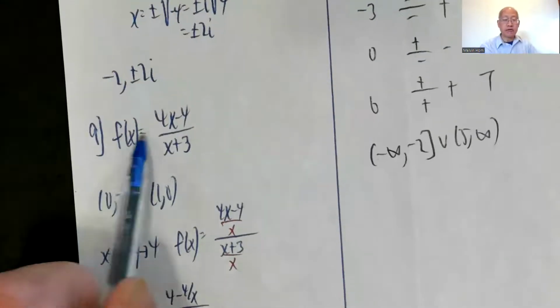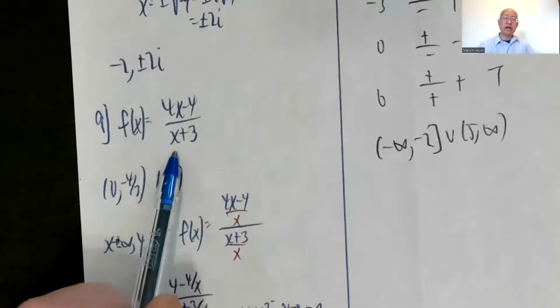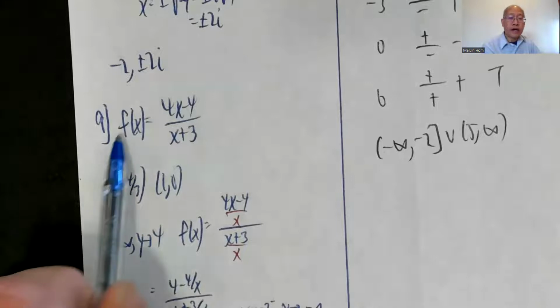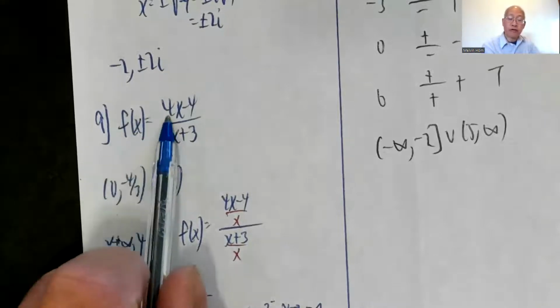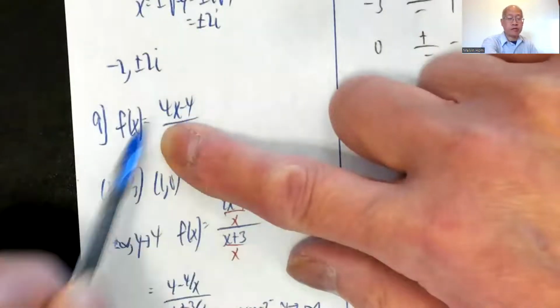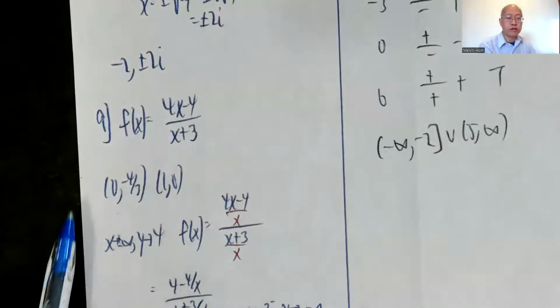Number 9, f of x is 4x minus 4 divided by x plus 3. Intercepts, if I plug in x is 0, I get negative 4/3. y is 0, put a 0 here. A fraction is 0 when the top is 0. What makes the top 0? A little bit of simple algebra, x is 1. So 0, negative 4/3, 1, 0.